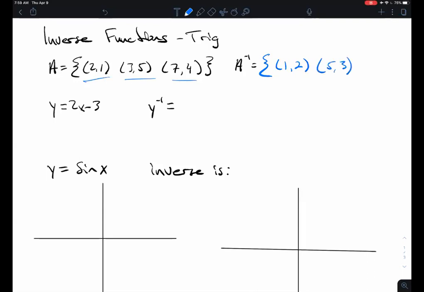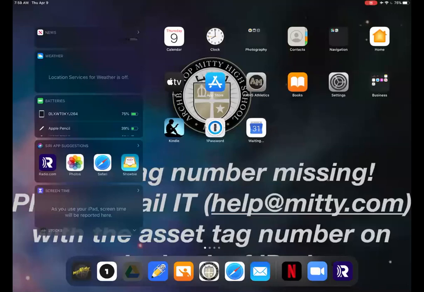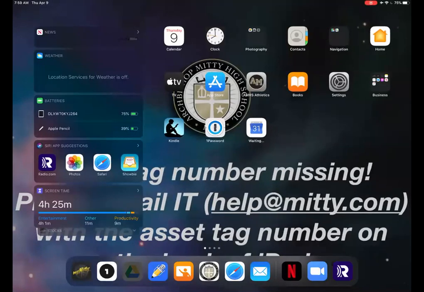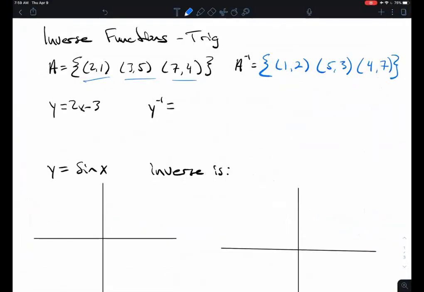5, 3, and 4, 7. That's the set A inverse. So you just switch the x and the y's. That's what we mean by inverse function.